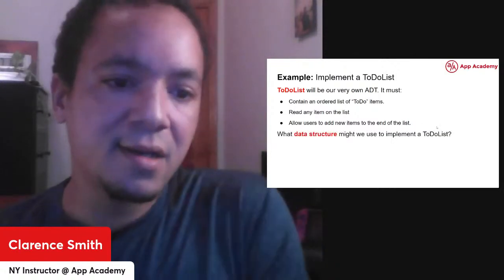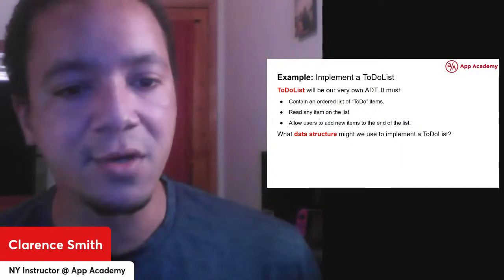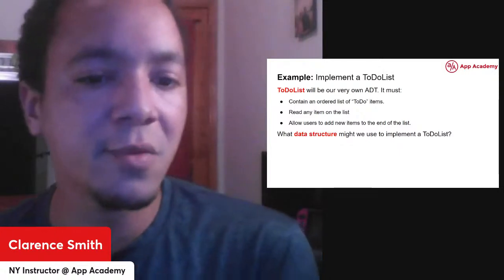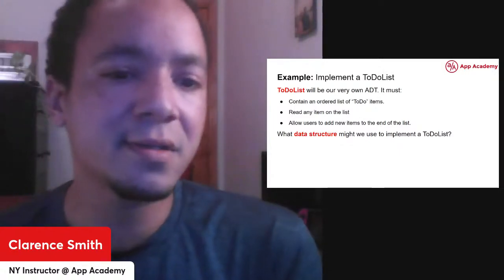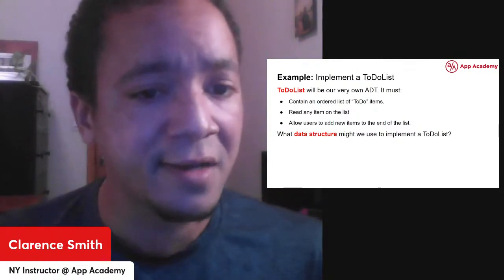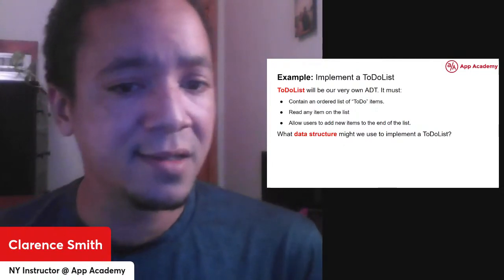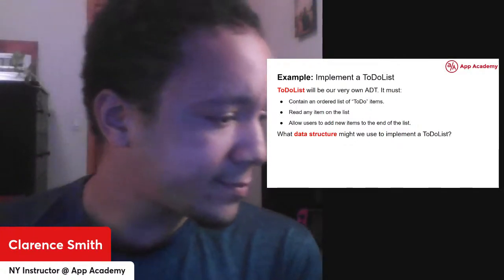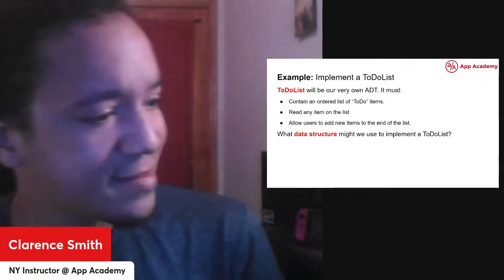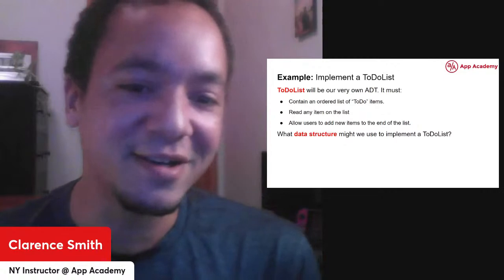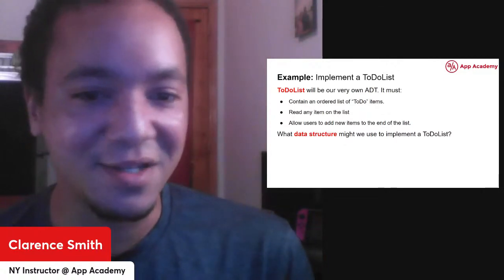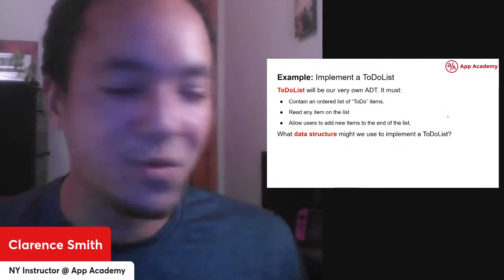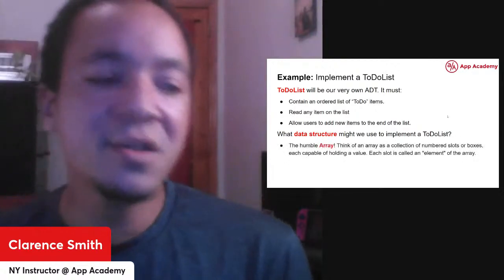So my question then is, well, I know we have different levels of experience, some beginning coders, some mid-level coders. What data structure are we going to use to implement a to-do list? Knowing that we need to have an ordered list of items, we need to read any item on that list, and we need to be able to put new things at the end. I like the idea for checkboxes, but it is going to add more complication to something very simple for us. So if we're going to store all of these items and we want to keep them in order and read them later, we're going to use the humble array.